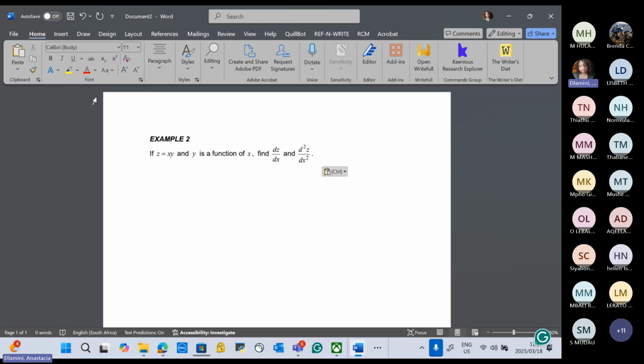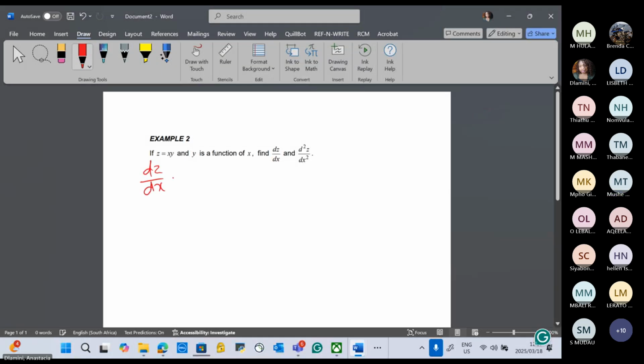Can someone give me the answer quickly and immediately? dz over dx equals 1 times y plus 1 times what? y dz over dx. Because we are differentiating a y.